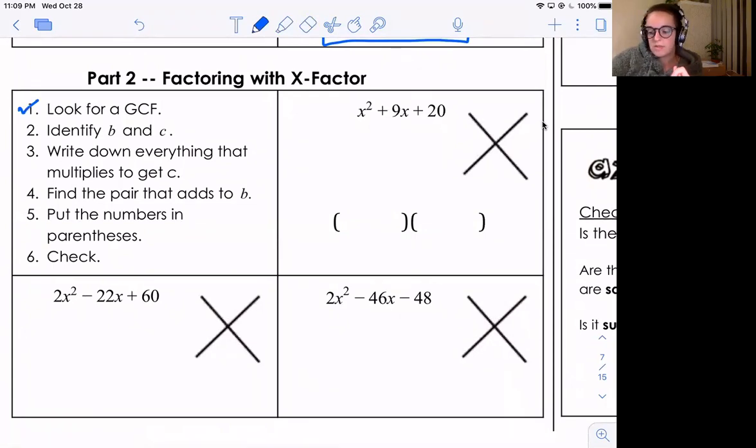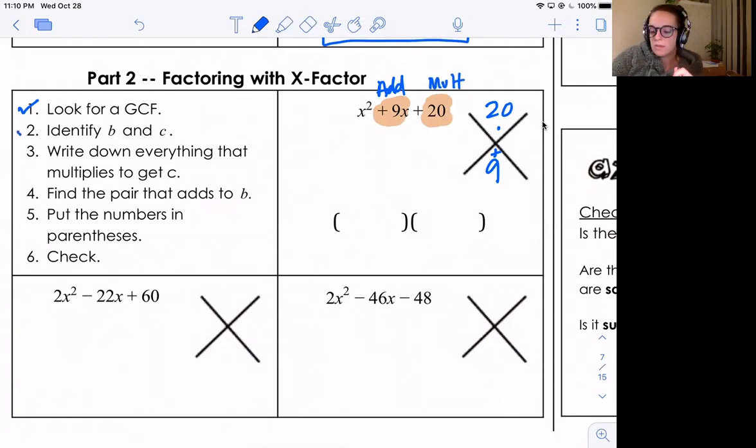These are the numbers that I multiply and add. So this is my C. This is what I multiply to get. And then this is B. You can think about it like A, B, C, like that. Essentially, I know that I want to add to get this number and multiply to get this number. So what 2 numbers multiply to get 20 and add to get 9?